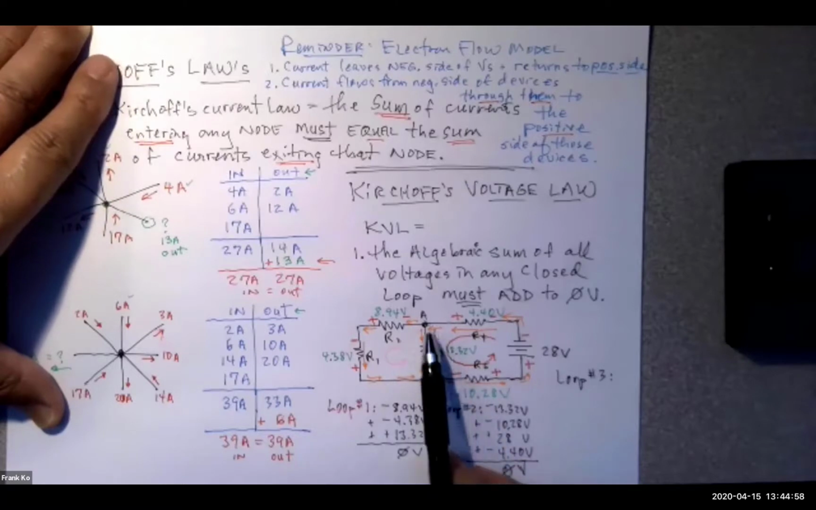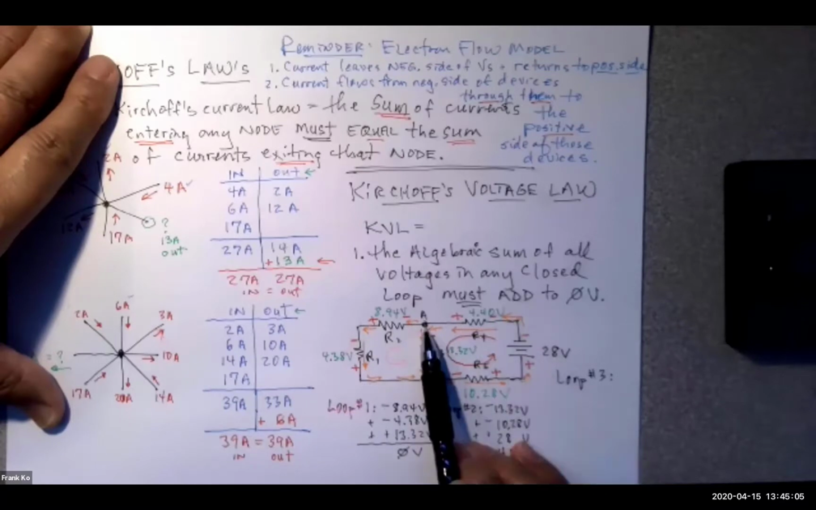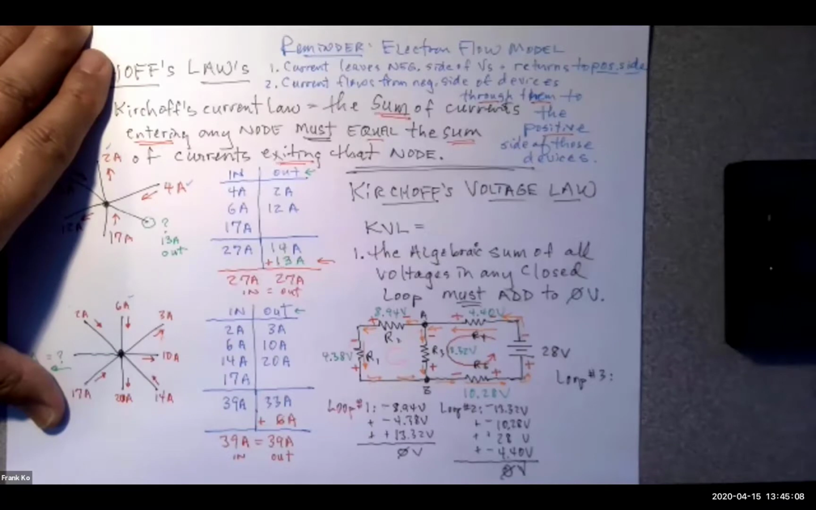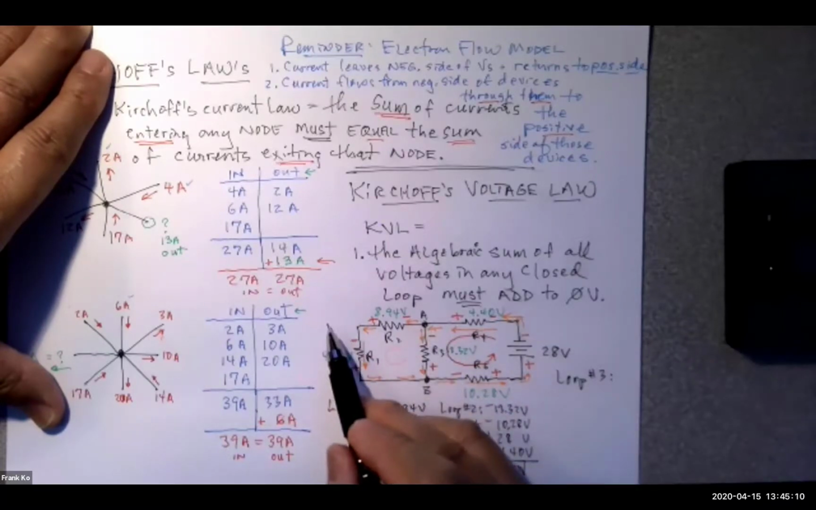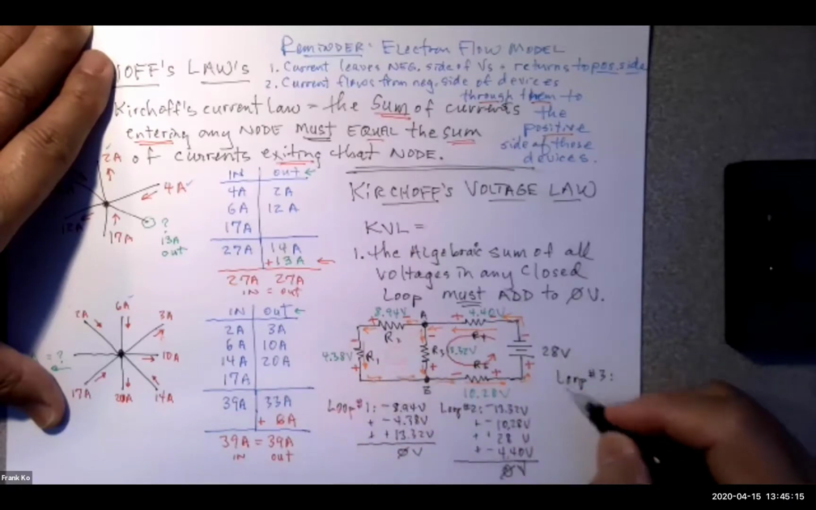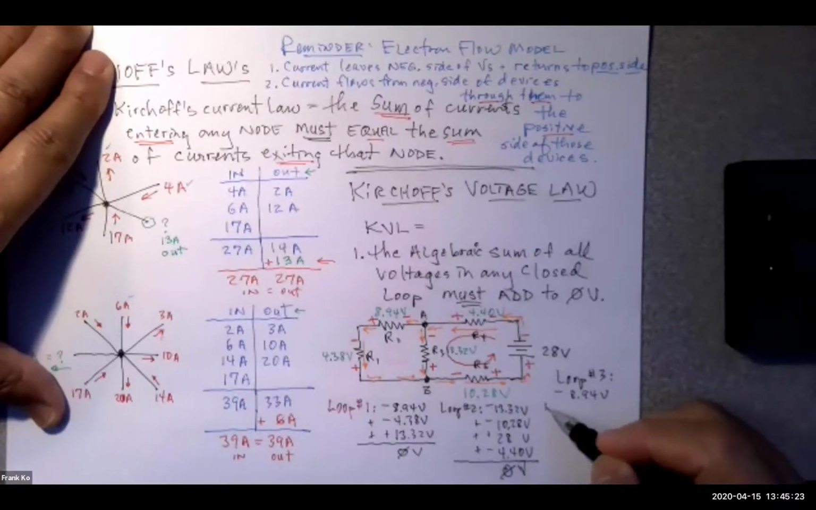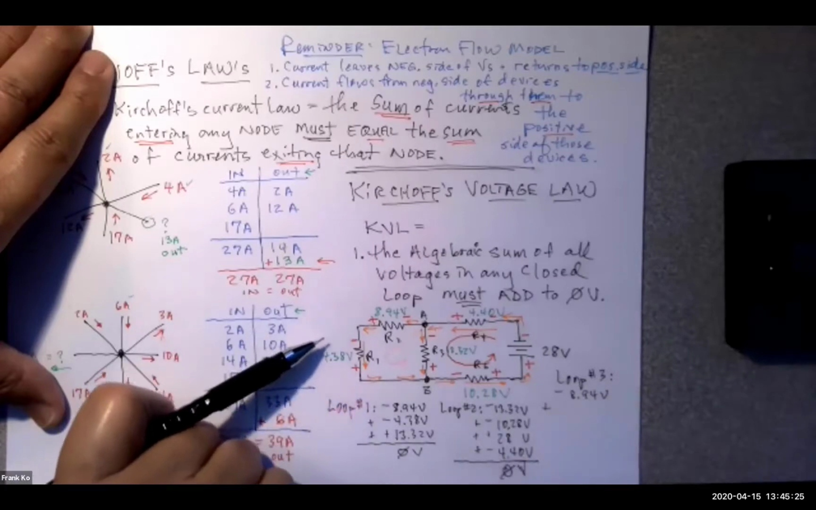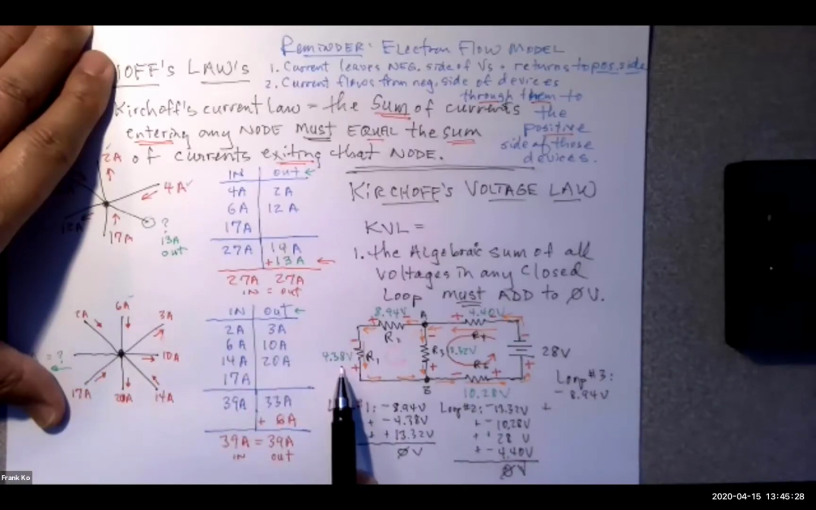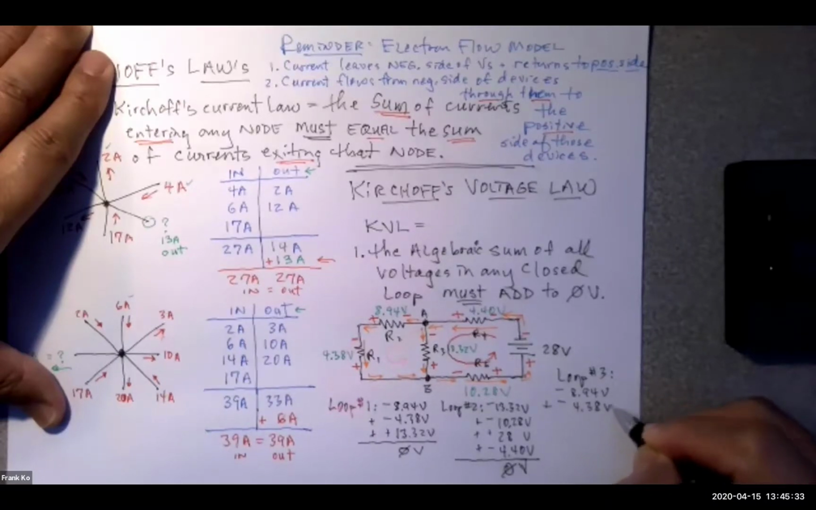So again, the outside loop is from A to this corner, down to this corner, to point B, to this corner, through the 28 volt to this corner back to A. So let's see what we have to add up. So starting at point A, moving to the left, I encounter a negative 8.94. So negative 8.94 volts. And I'm going to add that to, and then I encounter a negative 4.38. So I write down negative 4.38 volts.